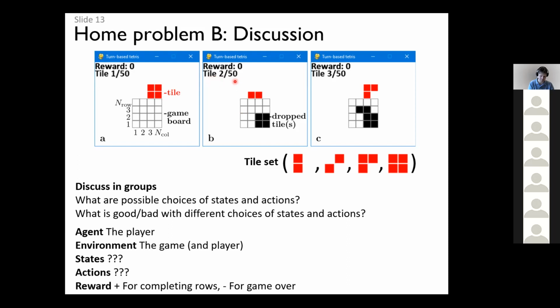And also we have a finite set of tiles, so we have a maximum of 50 tiles in our game. If we run out of tiles, the game is over, but we don't get the penalty. So the aim of the game is to place all 50 tiles and complete as many double rows as possible, because that gives a higher reward. Now to achieve this, what are reasonable states and actions? Perhaps we can think about that for 1 or 2 minutes, and then we can try to come to a conclusion about what the good states and actions are.